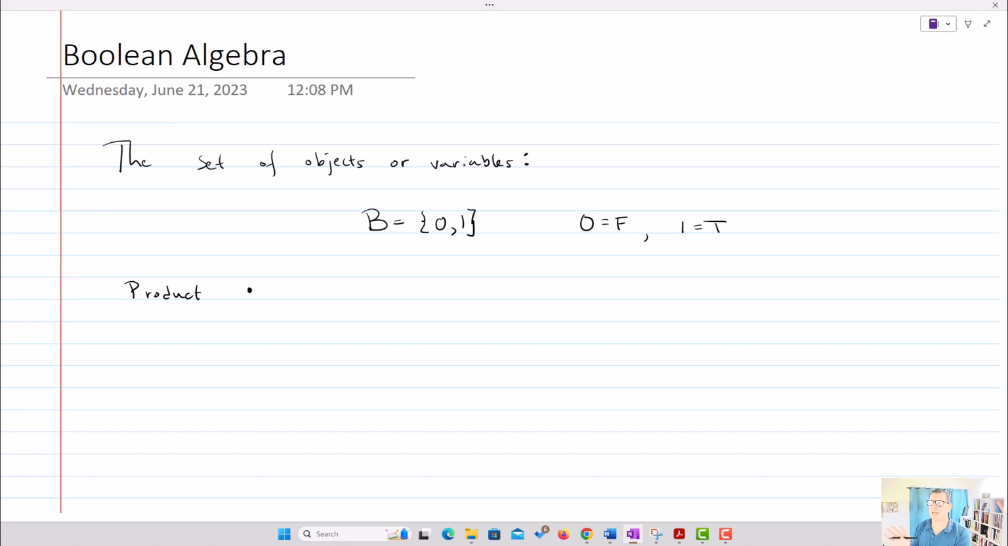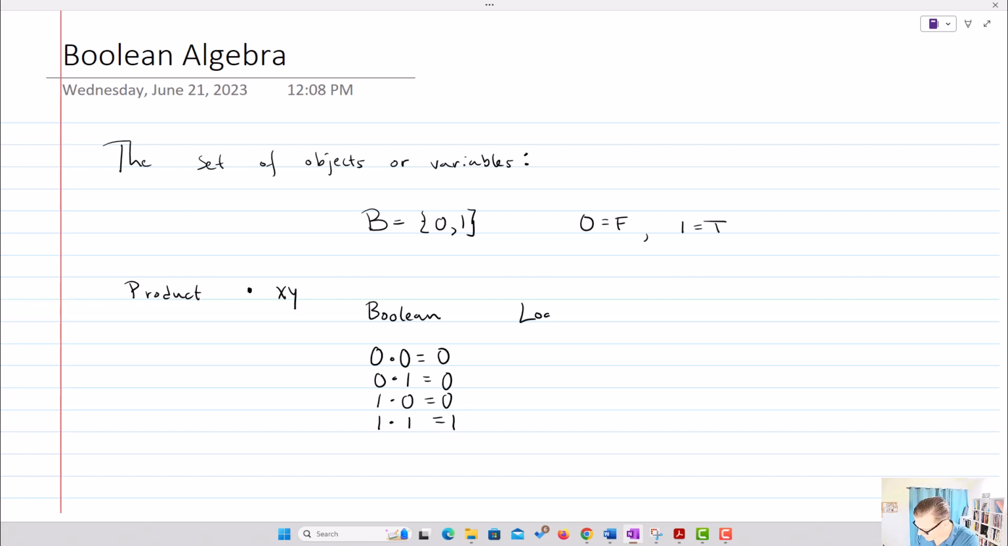We'll define our first operation, and this is going to be the product, which is represented by a dot, or what we might actually see is we might just combine x, y, putting the two variables right next to each other. In the product, in our Boolean, 0 times 0 is defined as 0. 0 times 1 is going to equal 0. 1 times 0 is equal to 0. And 1 times 1, that's the only way we're going to get 1.